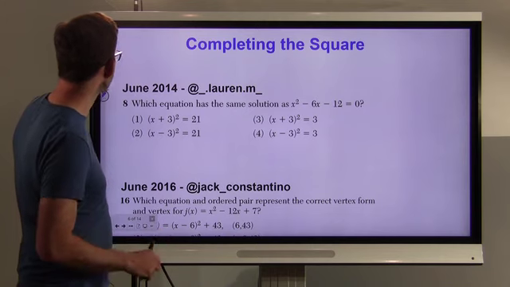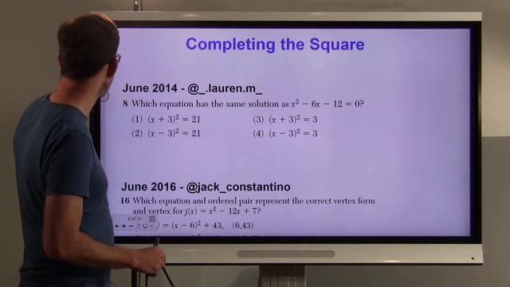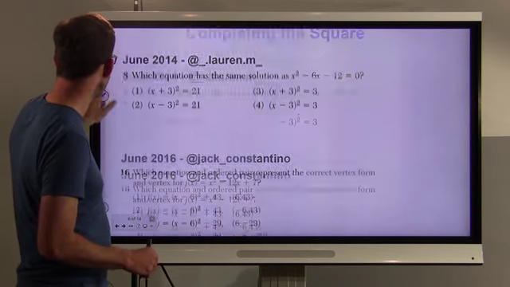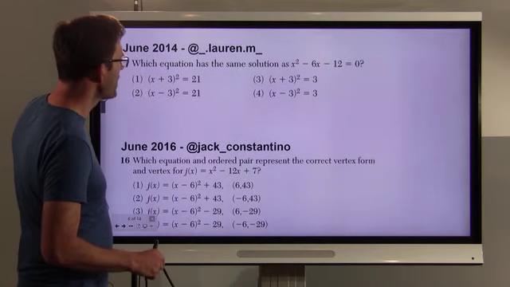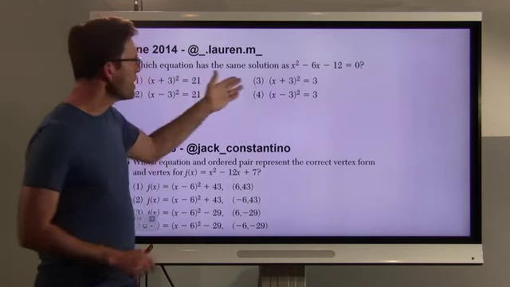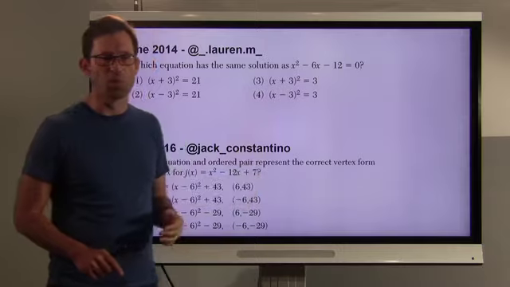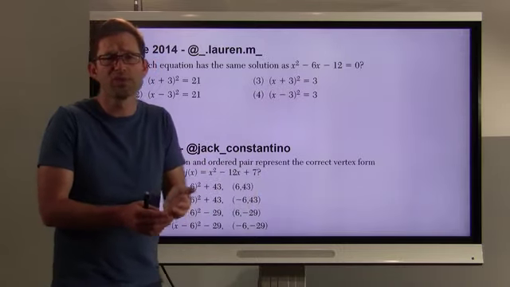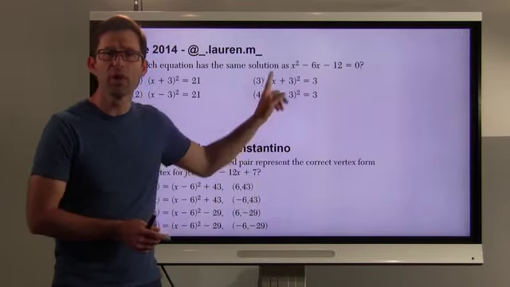So, June 2014, Lauren M. asked about completing the square. All right, so here we go. It says, which equation has the same solutions as this one? We're not even solving the equation. We're just saying which one has the same solutions. Well, let's take a look.